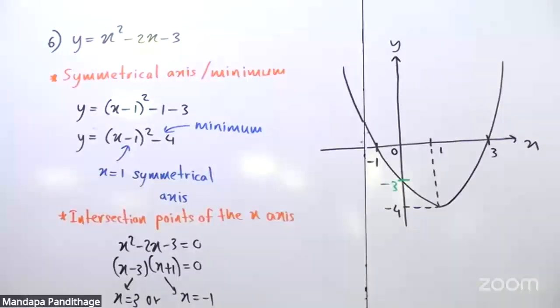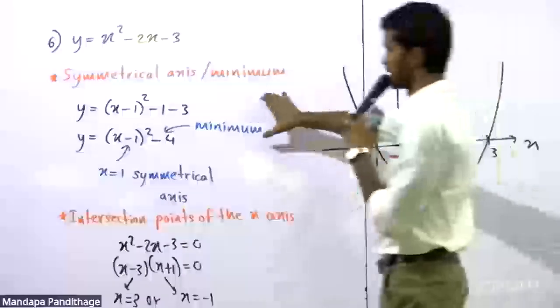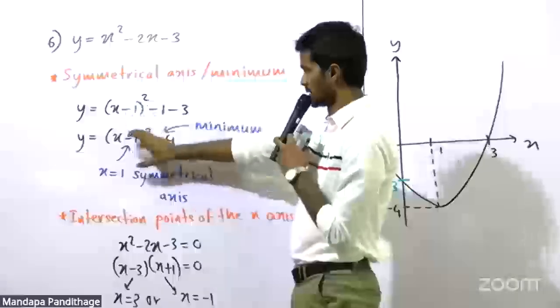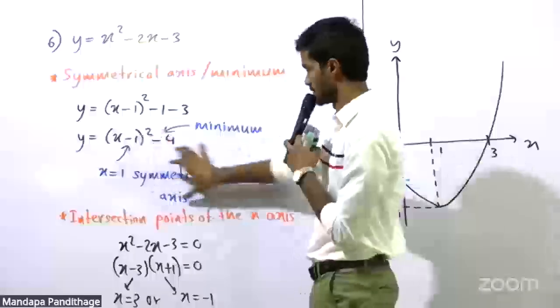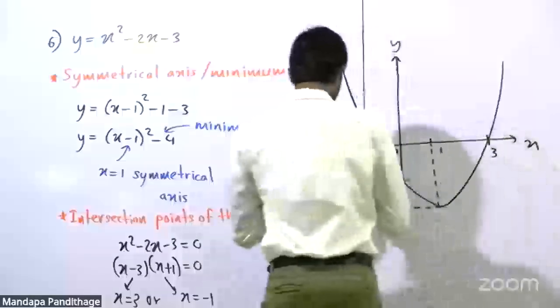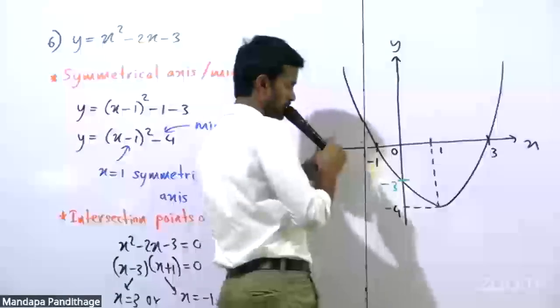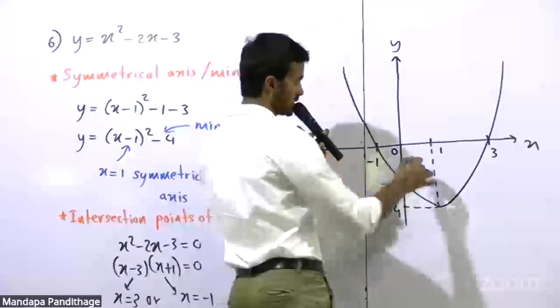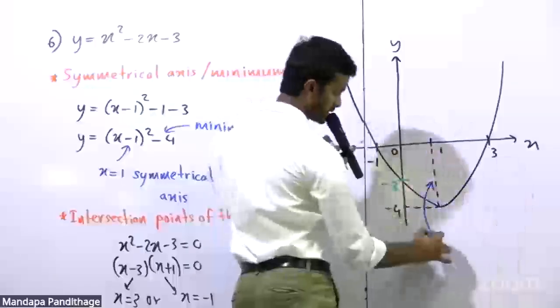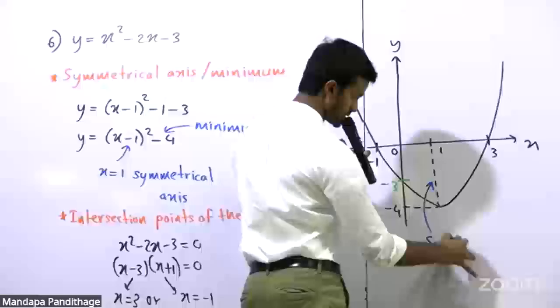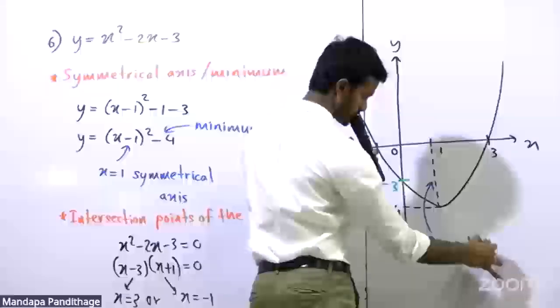Okay, then do this: complete squares. So here it's clear this becomes 0. The x value that makes this one 0 is the symmetrical axis. Because you can see clearly that the graph is symmetrical beside this axis. So this is the symmetrical axis.